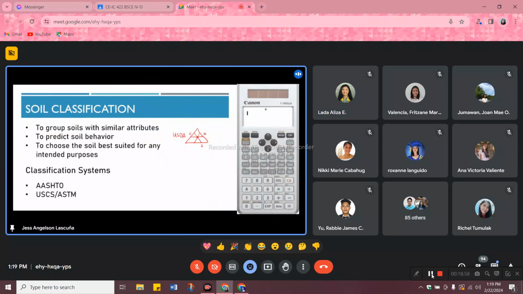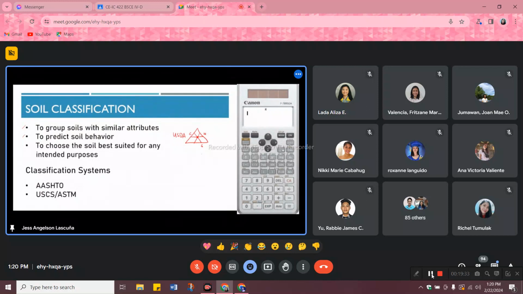So, what is the need for the soil classification? It is for you to group the soils with similar attributes. Since if similar na attributes, so most likely imong mag-predict ang iyahang properties nga naa niya. And also, to predict soil behavior. Kaya since if imo siyang ma-attribute, recorded na siya nga kani nga type of soil kay kinani yang behavior.